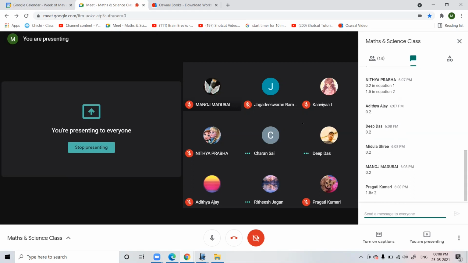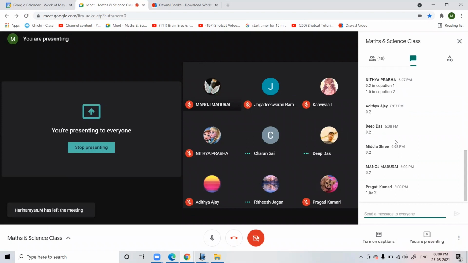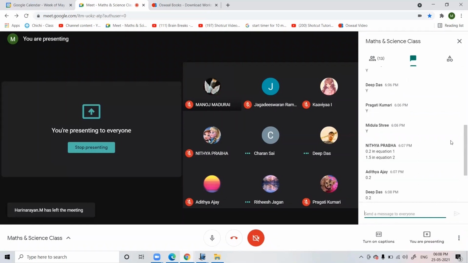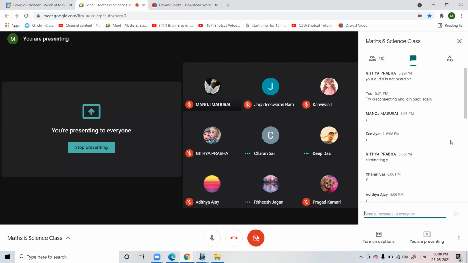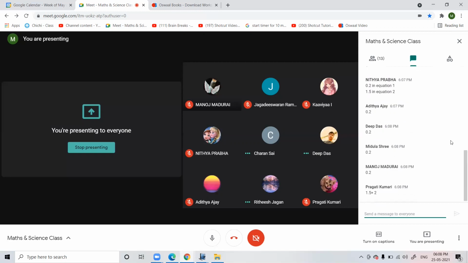Okay, fine. That's good. Now, all those who are planning to eliminate x, tell me what you will multiply to the first equation. Type it in the chat window and then when I ask you, you will send it. Who are eliminating x? Kavya and Charan. Send it, guys. First equation, what you're planning to multiply.